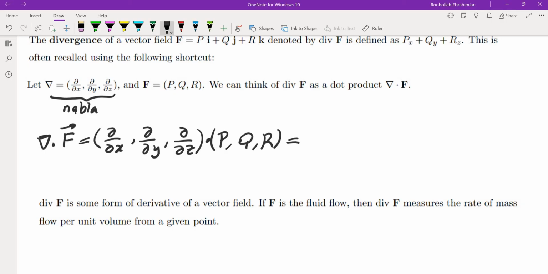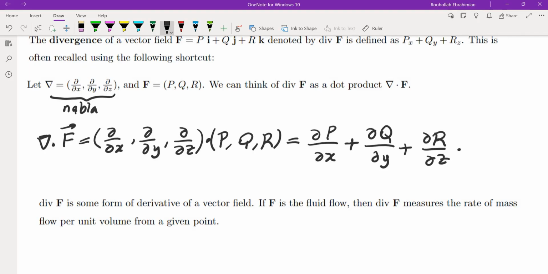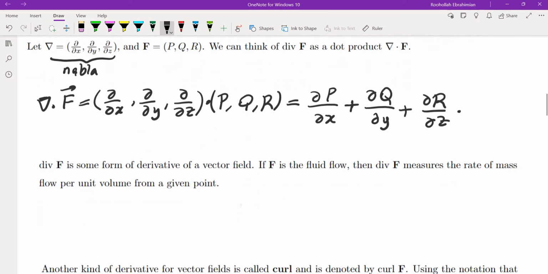Now, this is just something very formal. It doesn't quite mean anything. It just means that you do the operation and then you add them up. So you take the partial of p with respect to x, partial of q with respect to y, and partial of r with respect to z, and then you add them up. So it looks like a dot product. There's also another reason for us to use this notation, which we will talk about shortly.